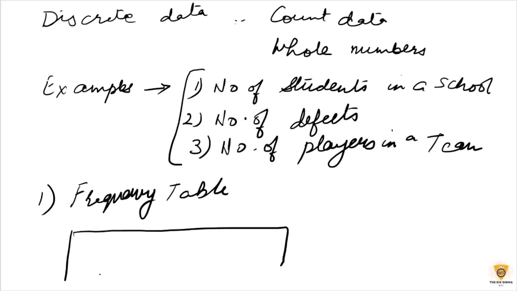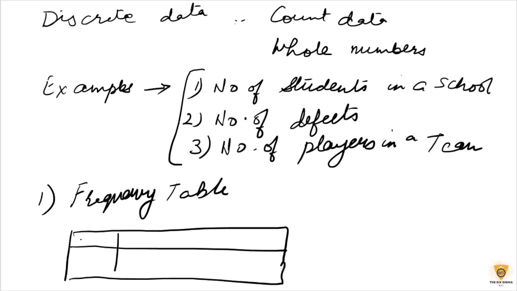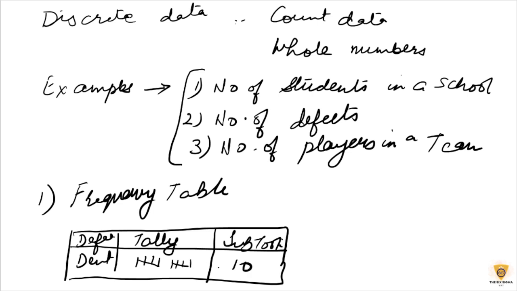So if we go through it, right. So here we go ahead and mention the type of defect. Then we mention the tally count. Then we mention the subtotal. So I'll say the defect number one is dent. There's a dent, right? So and so on and so forth. We go ahead and mention it, right? The type of defects, the tally.